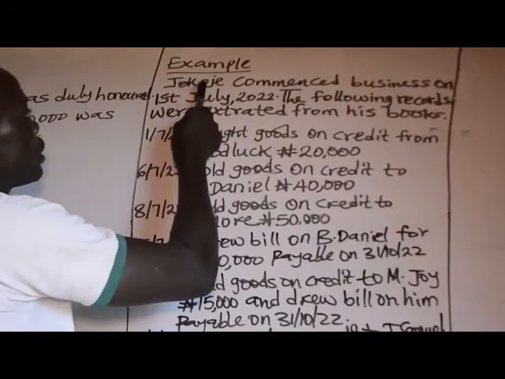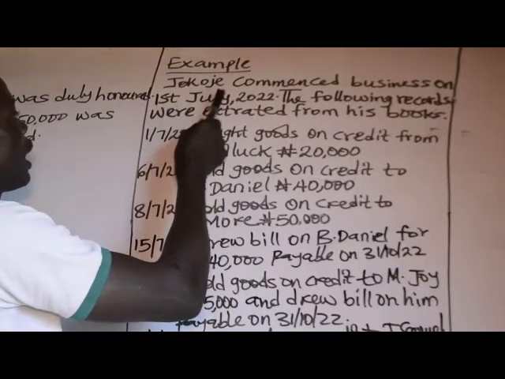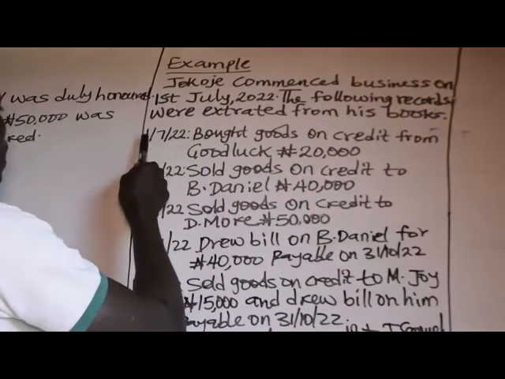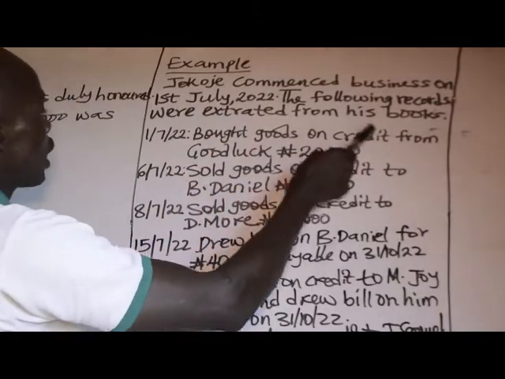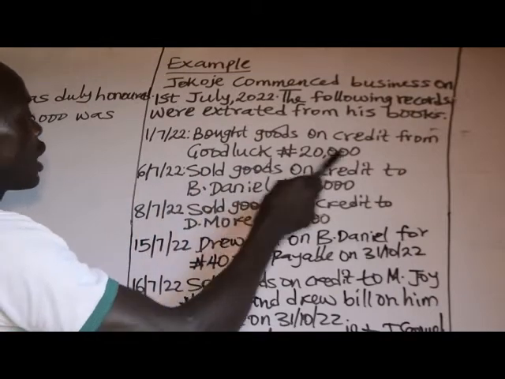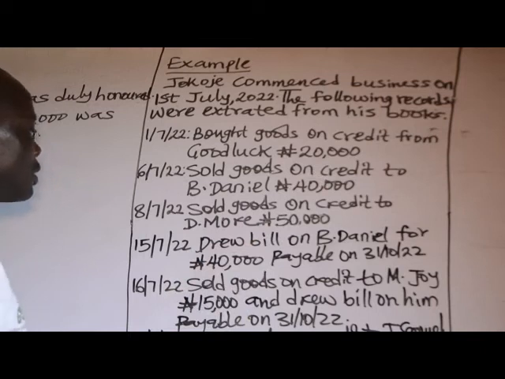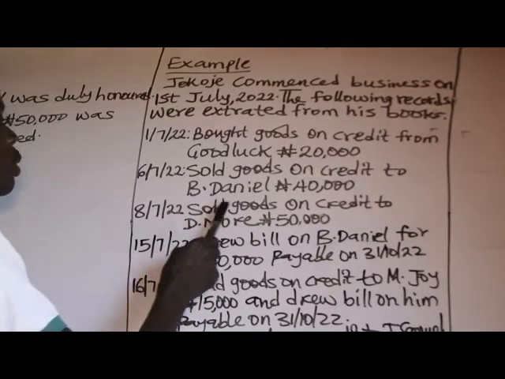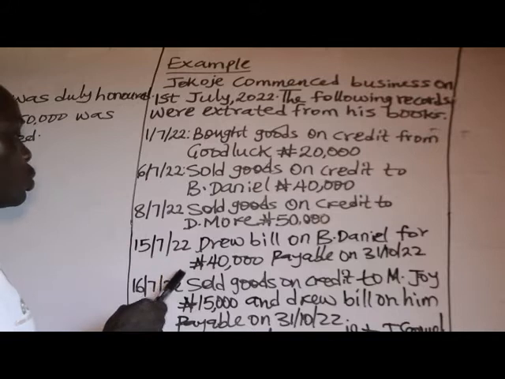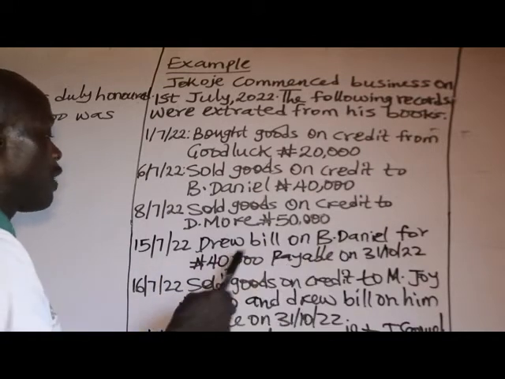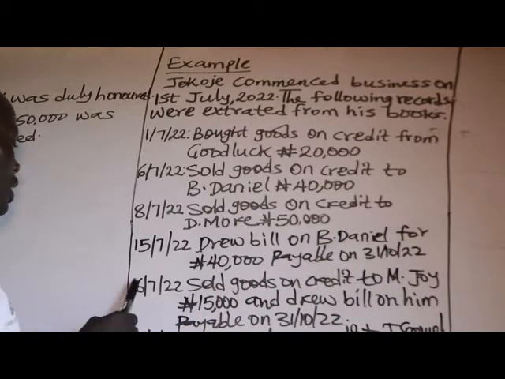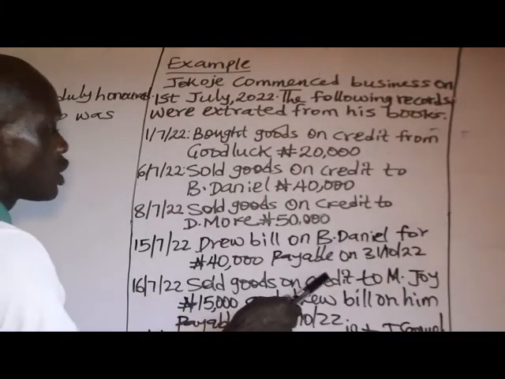Example: Jokoje commenced business on 1st July 2022. The following records were extracted from his books. 1-7-2022, bought goods on credit from Goodluck, 20,000 naira. 6-7-2022, sold goods on credit to B. Daniel, 40,000 naira. 8-7-2022, sold goods on credit to D. Moore, 50,000 naira. 15-7-2022, drew a bill on B. Daniel for 40,000 naira, payable on 31st of October 2022.